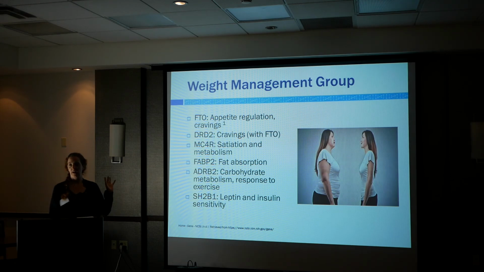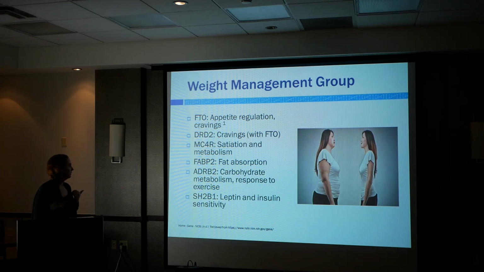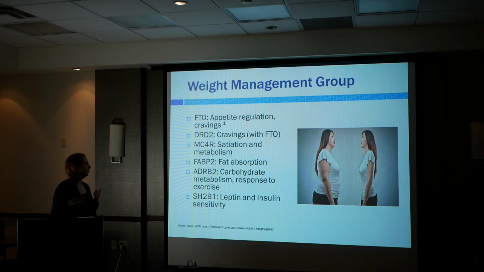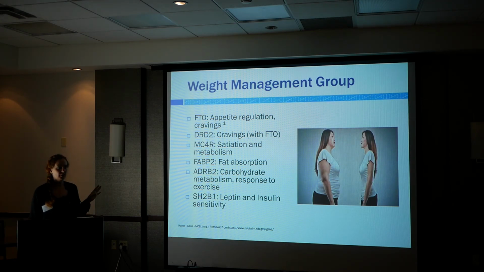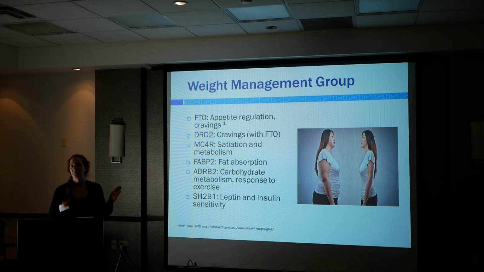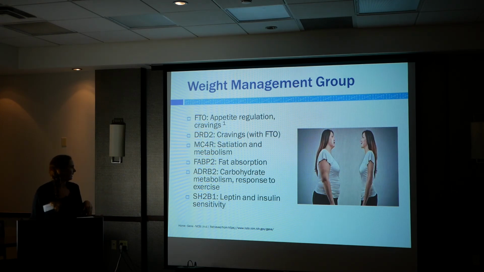FABP2 has a lot to do with fat absorption. These patients will actually absorb fats more readily from their diet. So when they eat a fatty meal, they're getting more fat from that than somebody who doesn't have a risk allele in this gene. You also have ADRB2, and that has to do with carbohydrate metabolism, breaking down carbohydrates. They've also found in research that these patients will not lose as much weight from exercise. And then SH2B1 is a very interesting one.